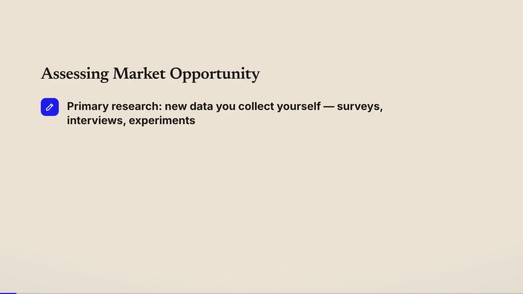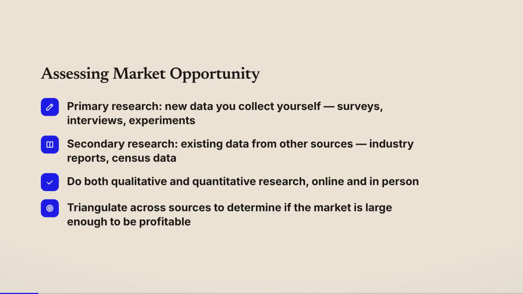Before you build anything, you need to understand the market you're entering. Market opportunity assessment involves 2 types of research. Primary research is new data you collect yourself: surveys, interviews, experiments. Secondary research uses existing data from other sources: industry reports, census data, competitor analysis.